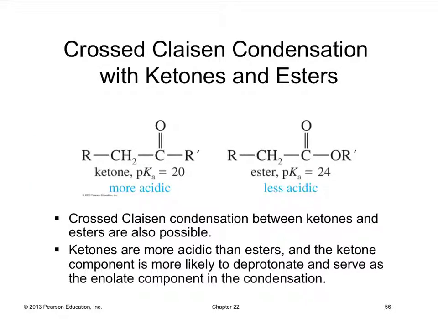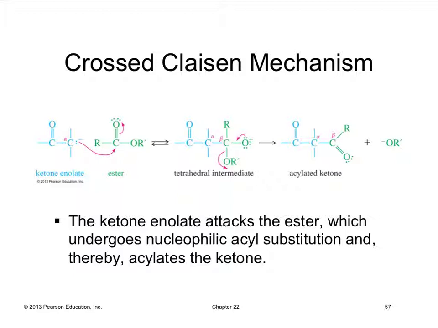Cross-Claisen condensations with ketones and esters. So if you have ketone versus ester, ketone is more acidic. As a result, ketone is more likely to deprotonate and serve as an enolate versus the ester, as you can see here. And so if we look at the cross-Claisen mechanism, here's your ketone that's more acidic. It's been deprotonated, attack, oxygen electrons go out, then oxygen electrons come back down and kick off the OR, generating the acylated ketone.